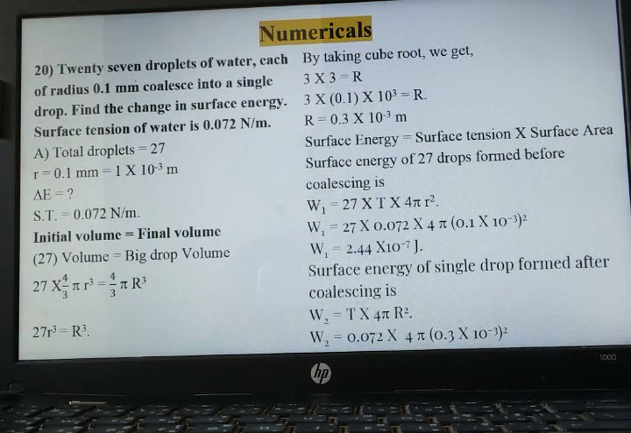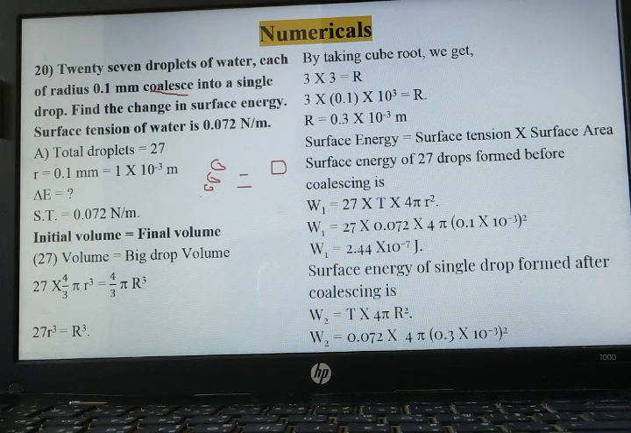Next one. 27 droplets of water, each of radius 0.1 mm, coalesce into a single drop. Means 27 droplets are there, which are forming a single droplet. 27 droplets were there, each of radius 0.1 mm. We have to find the change in surface energy.